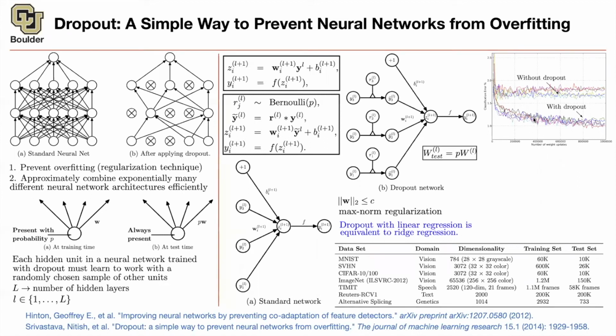Is there ever a reason not to use dropout? Sometimes you want to take derivatives of your neural network with respect to inputs. Then dropout is going to mess up those derivatives. But other than that, I would say no, it's a good idea to use it all the time.